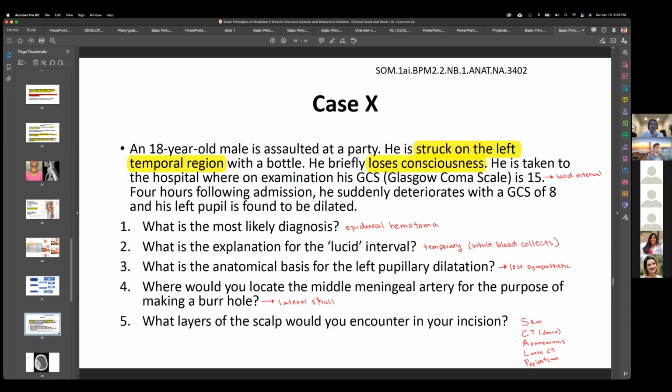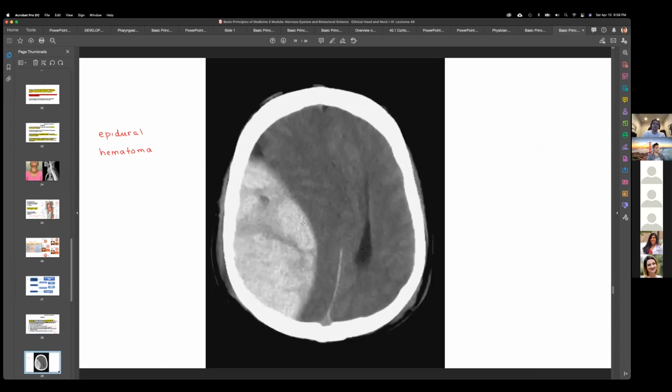Loss of consciousness, young guy, got knocked out, felt fine, had a lucid interval, then he drops out. What happened? High pressure system.